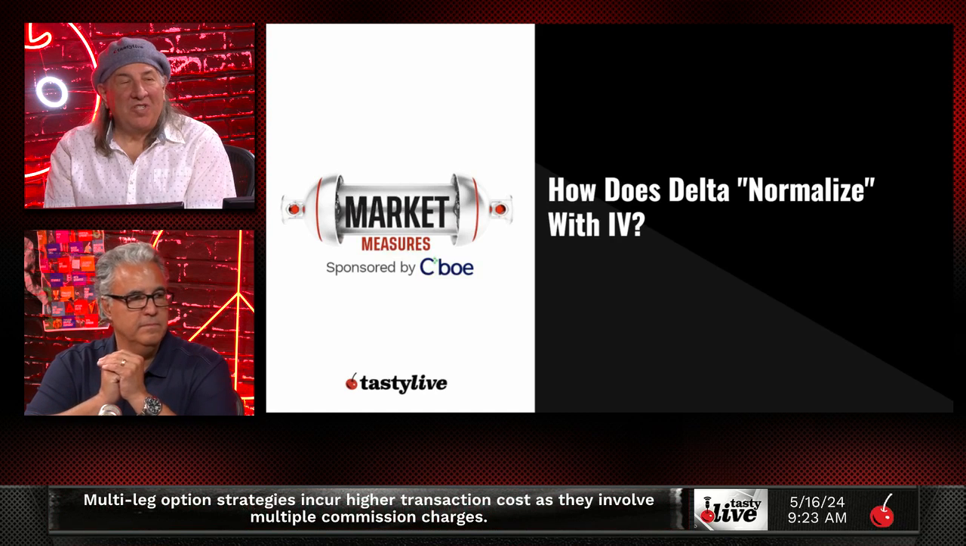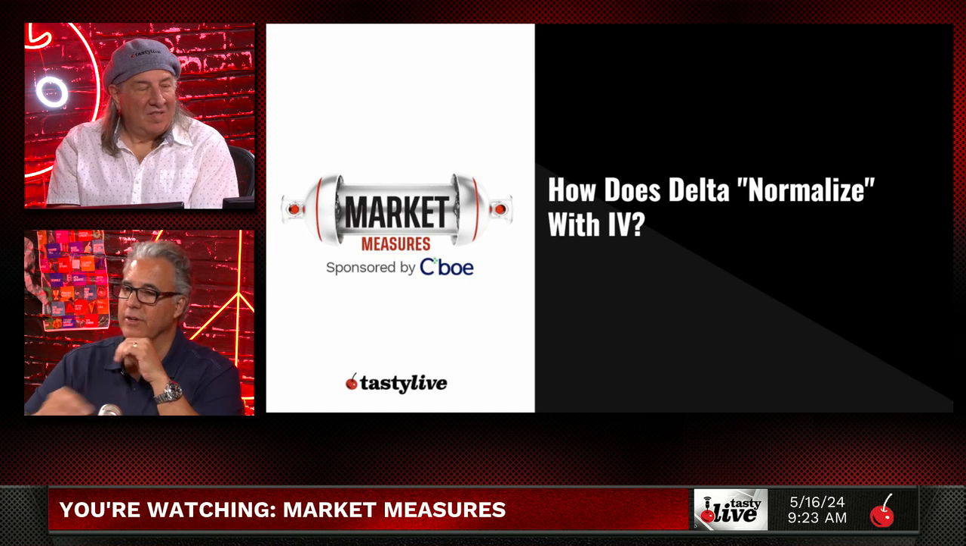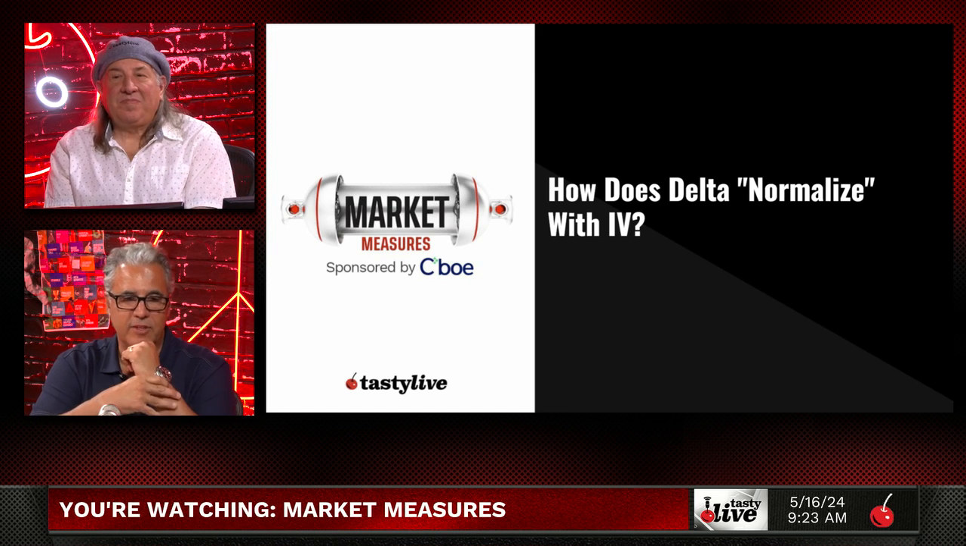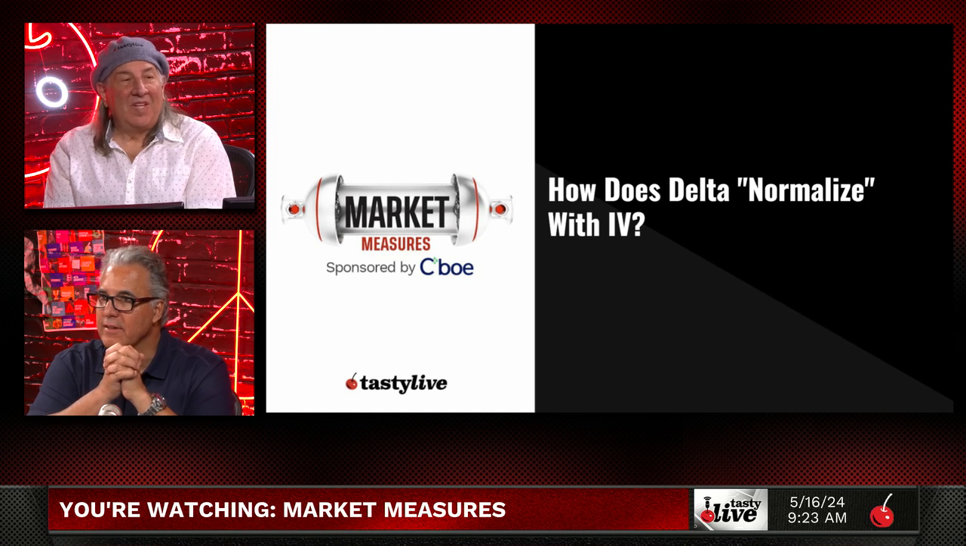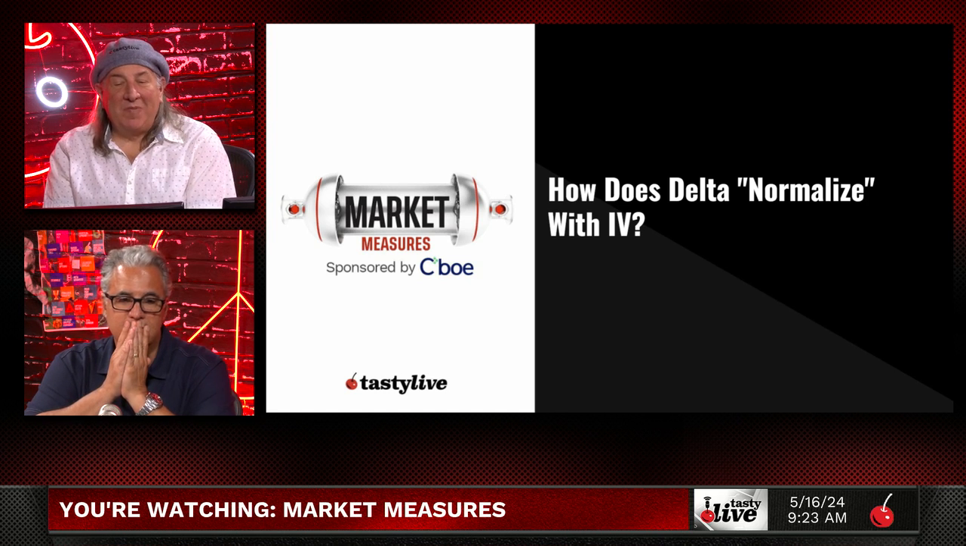All right, here's my quick question to you. How does delta normalize with implied volatility? Well, you gave me a little hint earlier today when you said it really doesn't matter what the implied volatility is. No, it doesn't matter what the underlying is. Oh. So I want to bring this back to something.